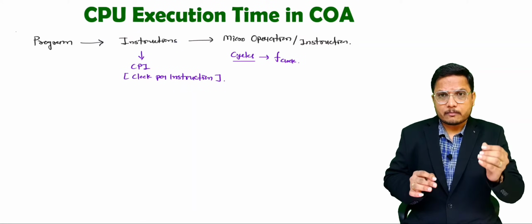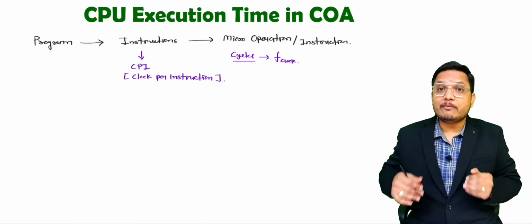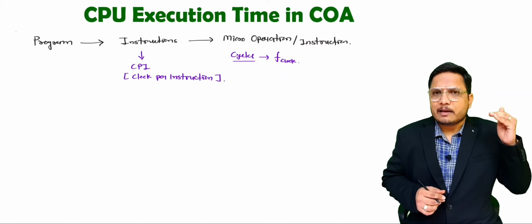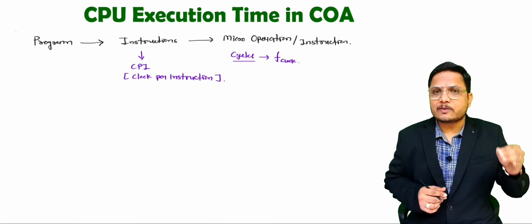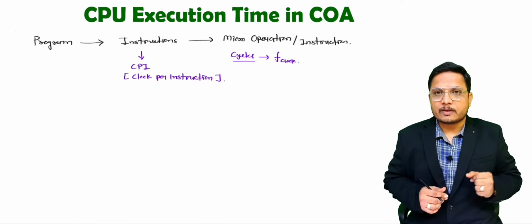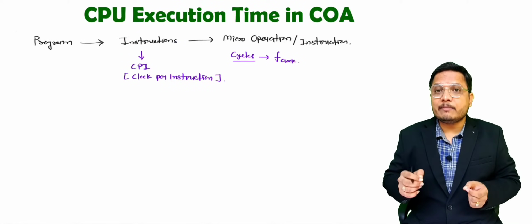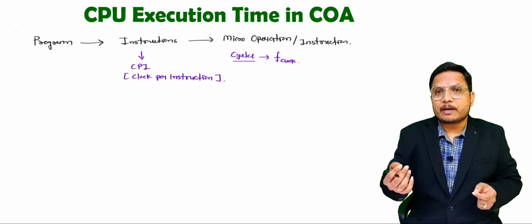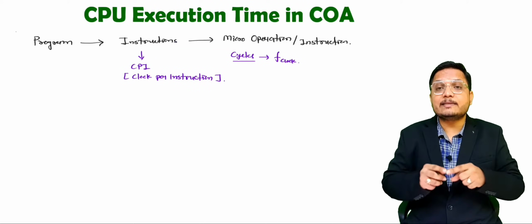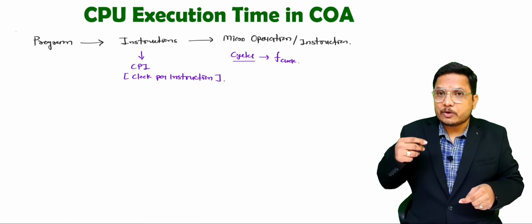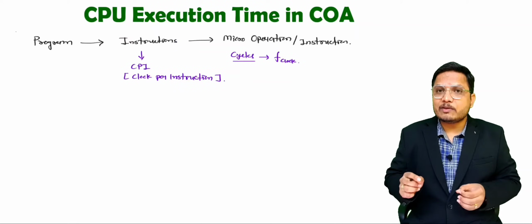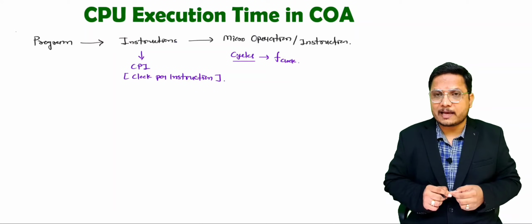Here, my dear students, this CPI will vary with respect to categories of instructions. You can have arithmetic instructions, which will take a bit less time compared to memory reference instructions. When you execute a memory reference instruction, you need more clocks per instruction, meaning more CPI. But if instructions are executed inside the CPU only, by using registers of the CPU, then you will have less requirement of clock cycles, right?